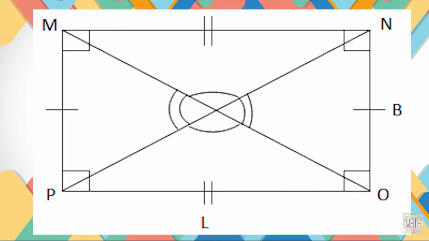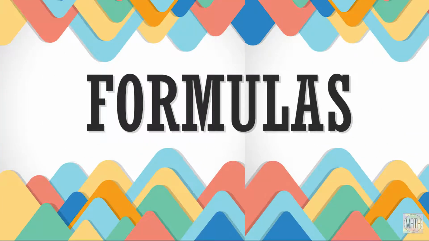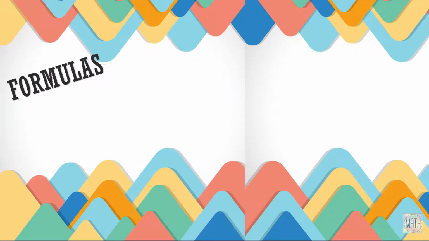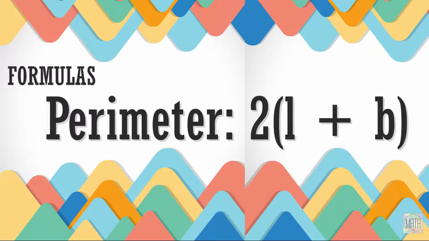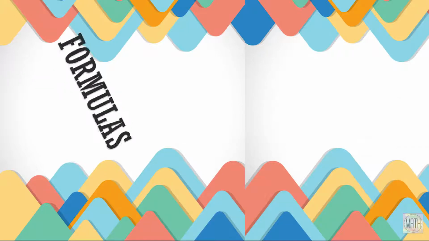These are the following. Opposite sides are parallel and congruent. All angles are right. The diagonals are congruent and bisect each other. Opposite angles formed at the point where diagonals meet are congruent. And these are the formulas of rectangles. Area is equal to length times base. Perimeter is equal to 2 times length plus base.